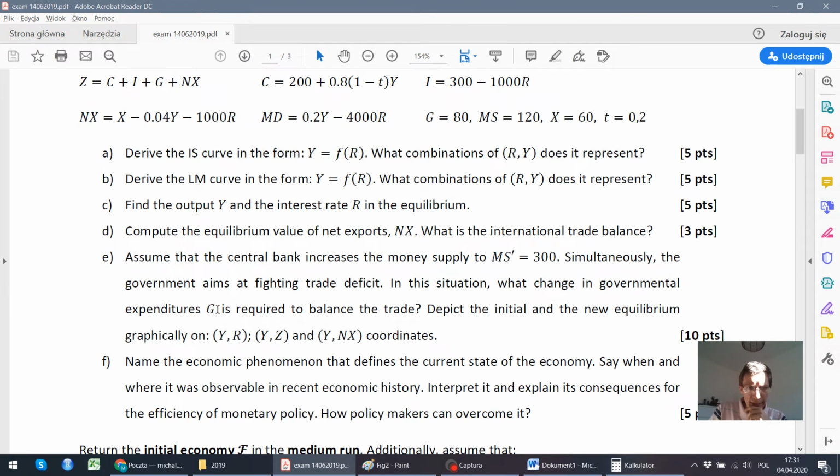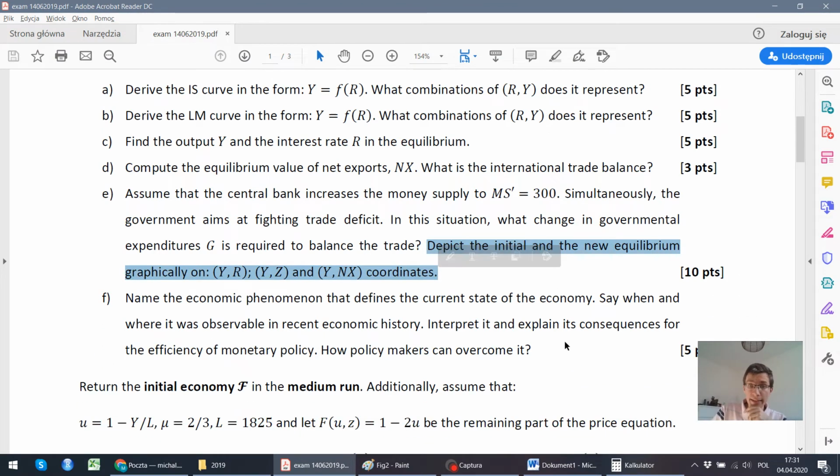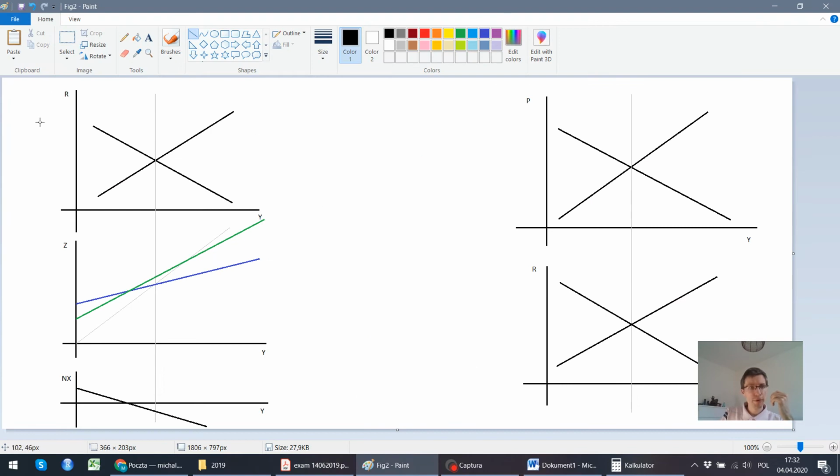So we have the G that is required to balance the trade. Now, depict the initial and the new equilibrium graphically using the YR, YZ, and YNX coordinates. So a bit of painting in Microsoft Paint. Fantastic. We focus on the left-hand side only, and we have these RY, ZY, and NXY planes that we want to analyze the initial and the new equilibrium.